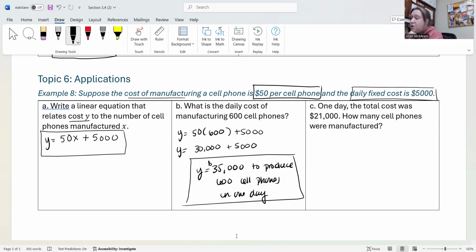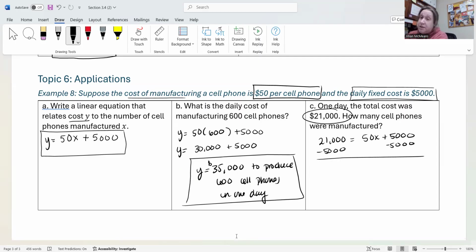Now, part C says, one day the total cost was $21,000. How many cell phones were manufactured? Well, this now represents the daily cost, which is y. So we're going to replace y with 21,000. That's going to equal 50x plus 5,000. And now we just want to solve for x. So the first thing I would do would be subtract 5,000 from each side. Well, I know that 21 minus 5 is 16. So 21,000 minus 5,000 is going to be 16,000. That's going to equal 50x.